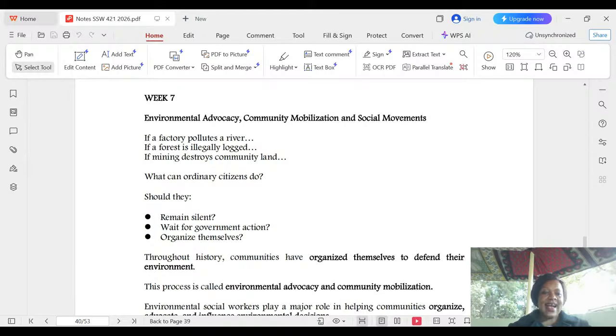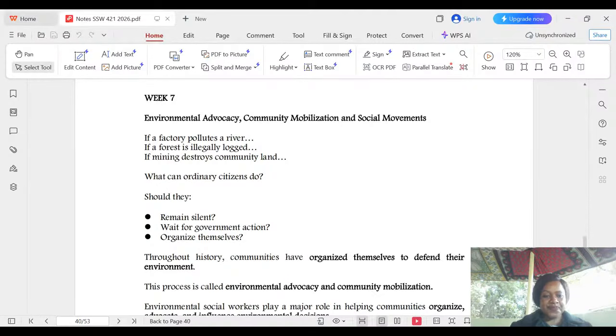So, social action as regards to environmental matters. Here I've posed to you: if a factory pollutes a river, if a forest is illegally logged, if mining destroys community land, what can ordinary citizens do? And mining now is so close to this community, because just here in Ikolomani, a lot of gold has been discovered, and is being mined and has been mined even earlier.